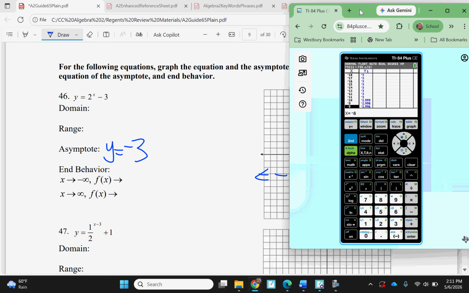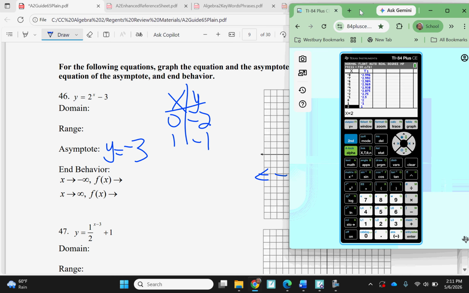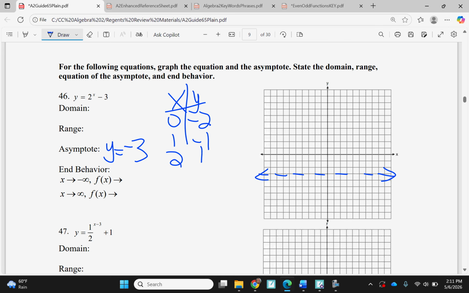Beyond that, I'm just going to plot points like I normally would. Nice points only. I'm going to go 0, negative 2; 1, negative 1; 2, 1; 3, 5. That's all it's going to fit, so that's all I'm going to plot.